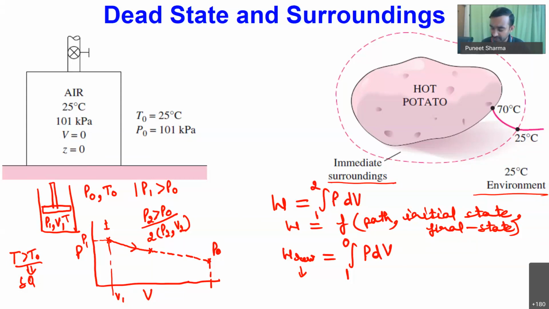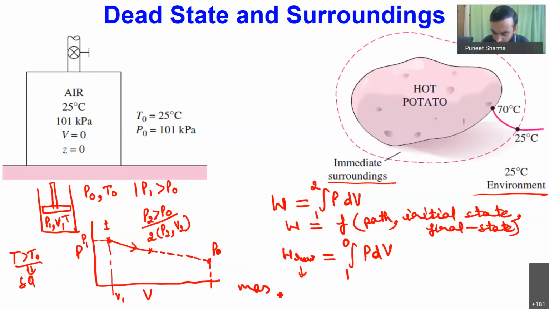This is one very important point: the maximum potential of work from a system will be extracted when we change the thermodynamic state of the system from the given state to its dead state, because once the system has reached its dead state, it will not have any further potential to do work. So the maximum work potential is something which is called exergy.